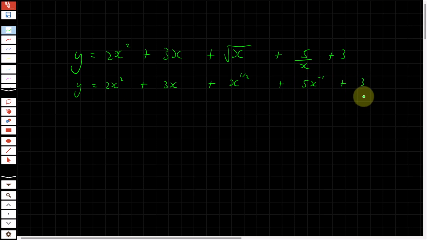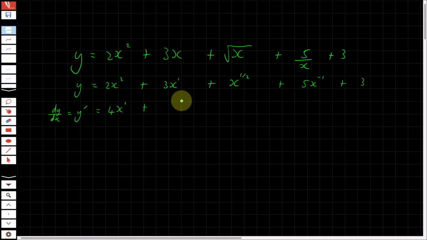So now we can differentiate this equation here. So let's differentiate. We can either write dy dx or y dash. It means the same thing. The first term here, we times the power out the front. So 2 times 2 is 4. Keep the term, reduce the power by 1. We get 1.